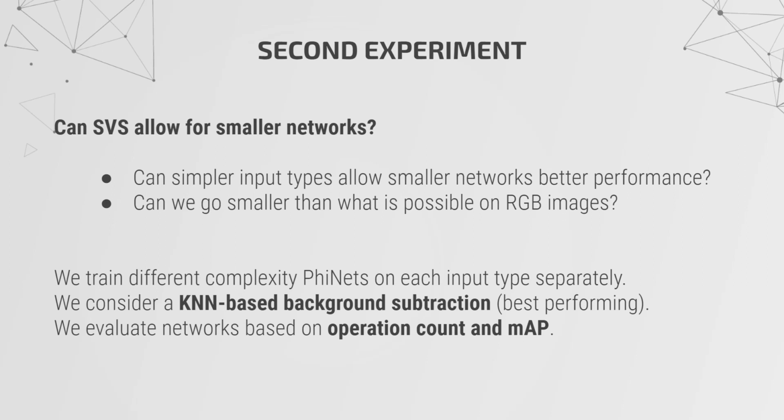RGB images. For this experiment, we trained different complexity networks for each of the input types. In particular, we targeted the networks at around 3 million operations, 6 million operations, and 9 million operations, which is a good range for low-power microcontrollers. In this experiment, we only considered the k-nearest neighbor-based background subtraction algorithm, as this showed the best performance compared to the other approaches in the first experiment. Again, we will evaluate networks based on operation count and mAP.